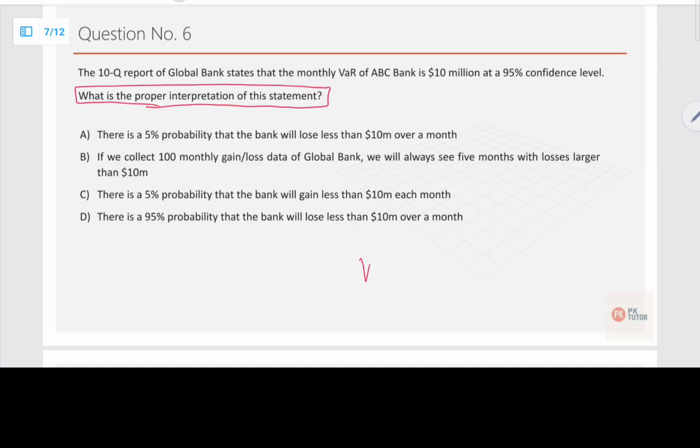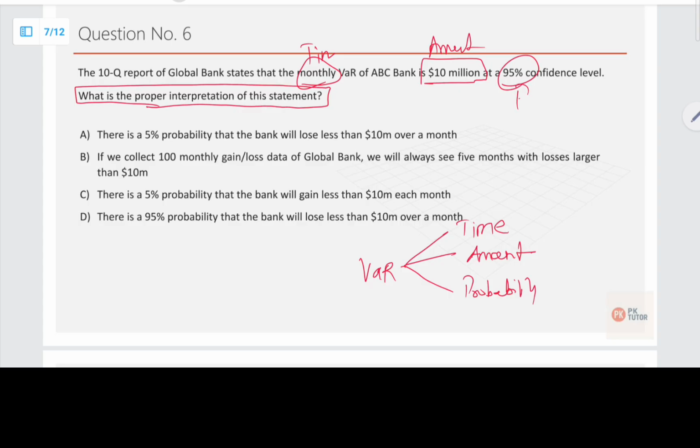See, the VaR will have 3 things: time, amount, and probability. So this is the time factor, monthly. So the value is this much, the amount is given, and they have given the confidence level. So this is the probability. So which is the proper one? Okay, so let's start reading the first one. There is a 5% probability that the bank will lose less than 10 million over a month.